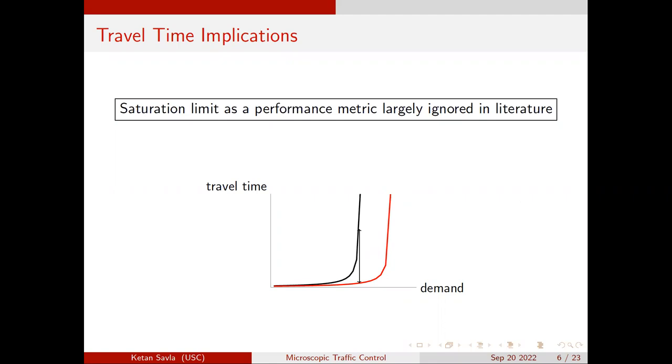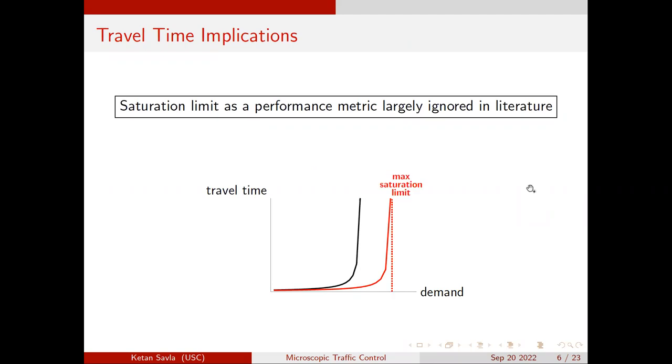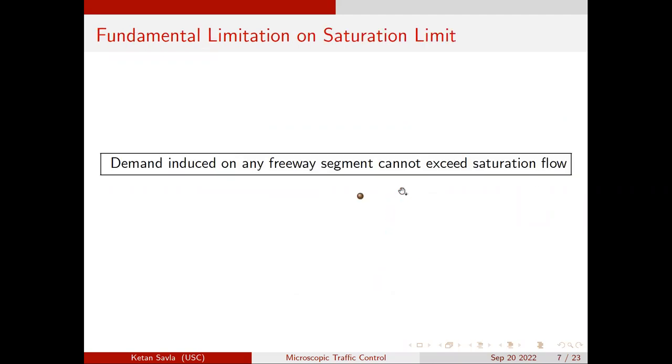So improving the saturation limit has a big implication on travel time, highly, highly nonlinear implication on travel time. And in spite of this, there has been very little attention on this performance metric at a network level, both at the micro level and at the macro level, to the best of our understanding. So our objective is to fill in this gap. So having said that, let me now start characterizing what is the maximum saturation limit we could ever achieve.